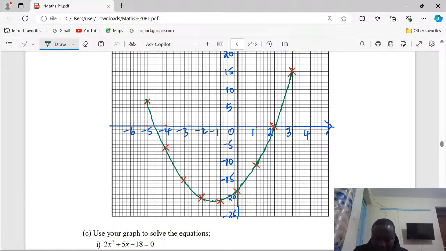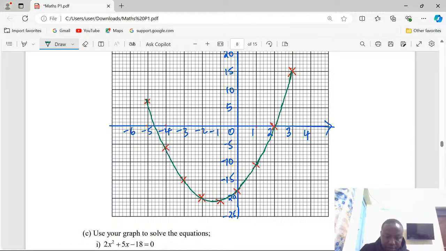People are to suggest questions on this. That is what we are going to do. That is what we'll be doing from tomorrow, mathematics paper 2. Okay.